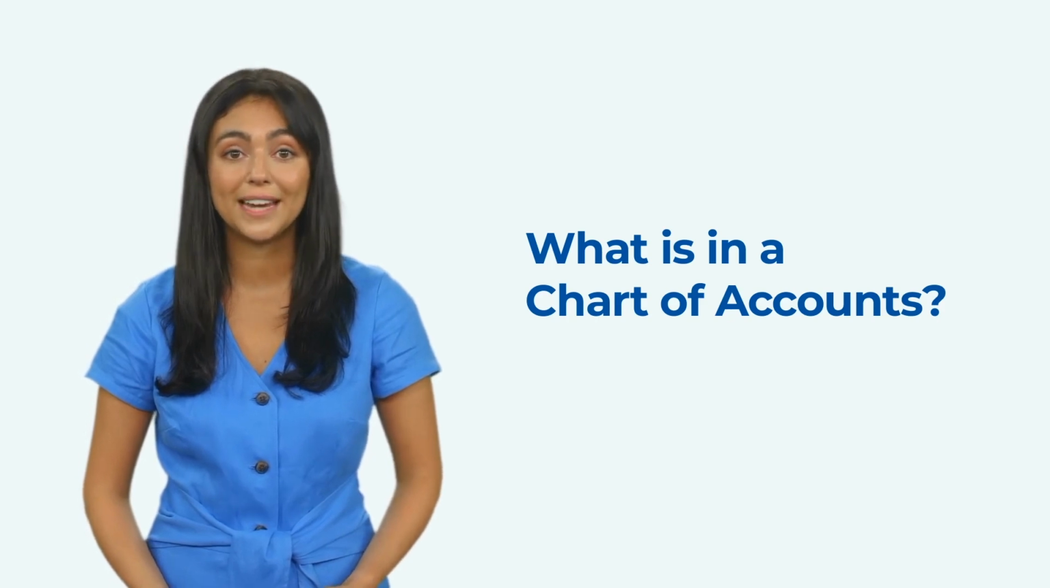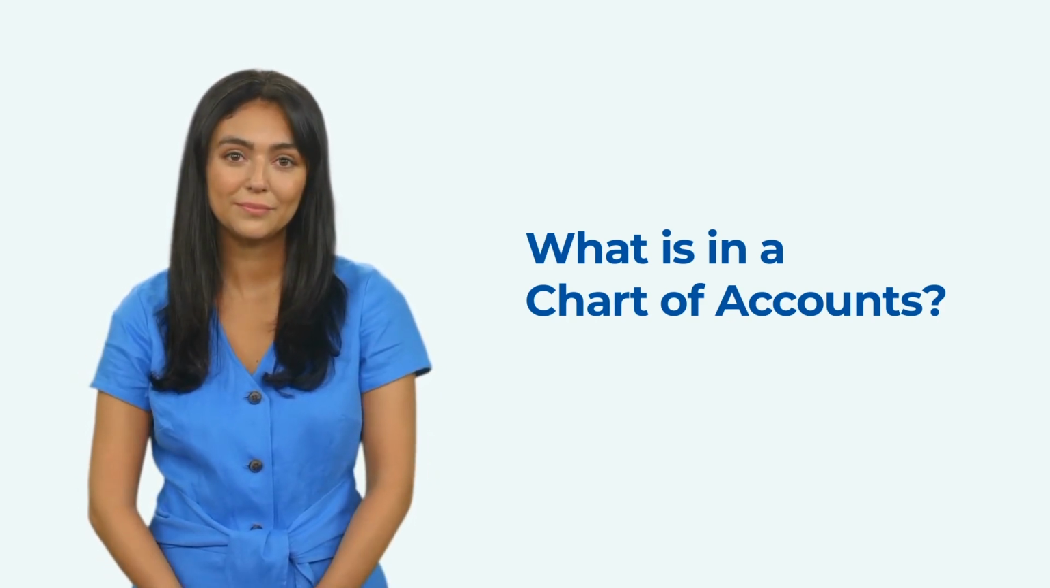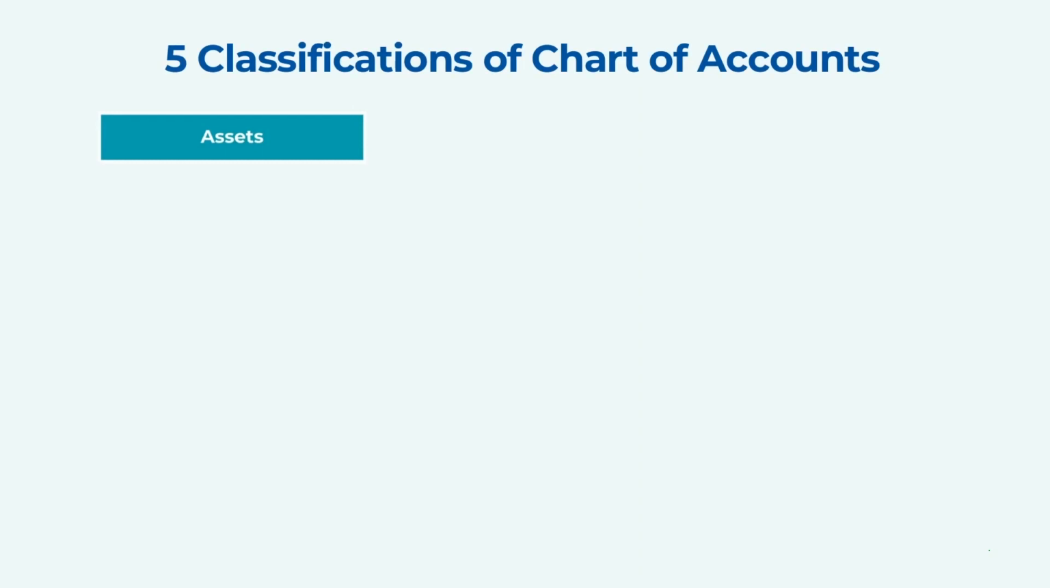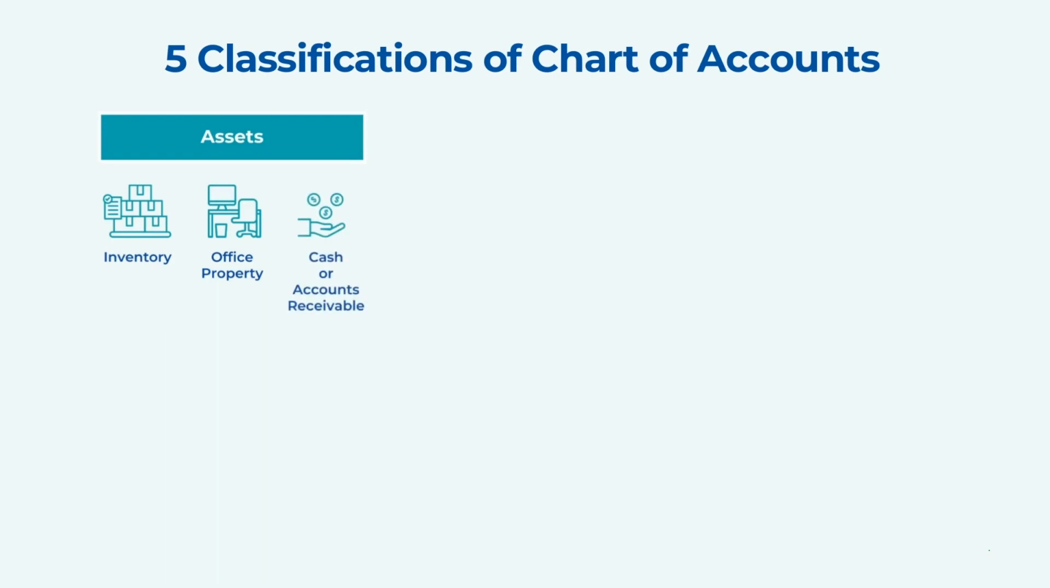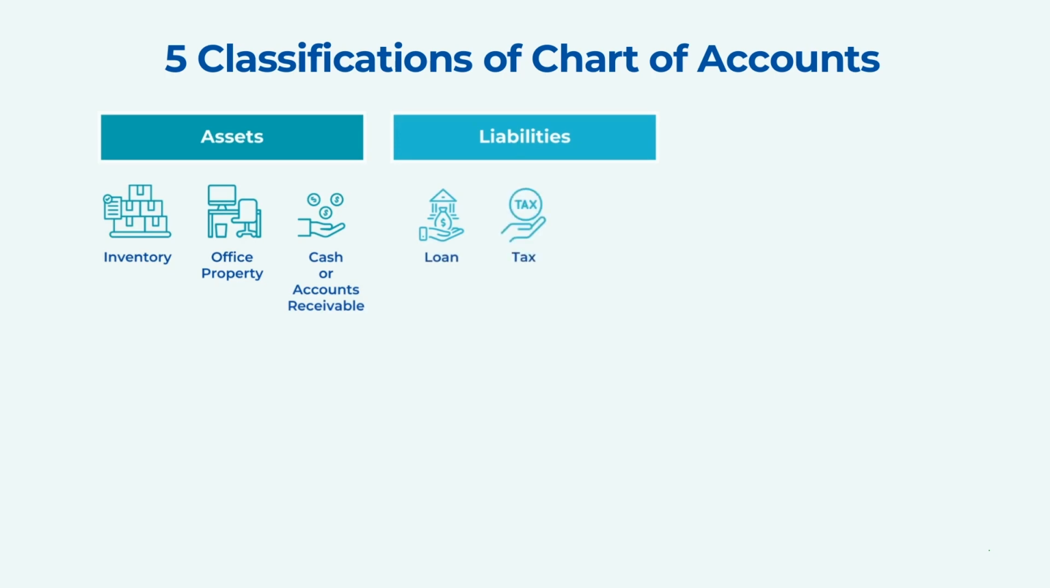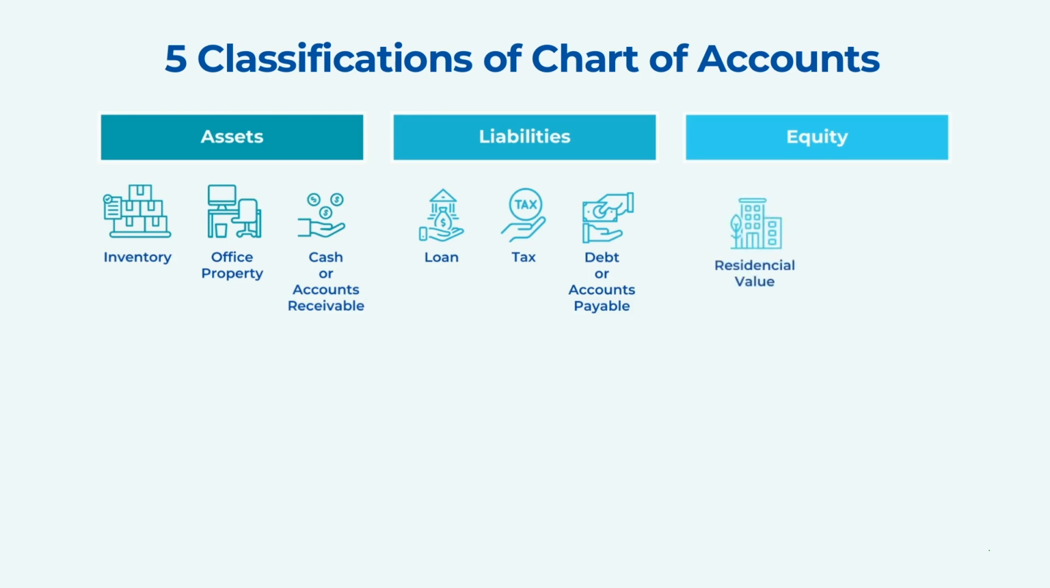The accounts in a chart of accounts can be classified into 5 categories. 1. Assets. These are resources owned by a business or organization. Examples include cash, accounts receivable, inventory, and property. 2. Liabilities. This category includes accounts that represent the debts or obligations of a business or organization. Examples include accounts payable, loans, and taxes owed. 3. Equity. This includes accounts that represent the residual value of a business or organization after all liabilities are paid off. Examples include owner's equity, retained earnings, and contributed capital.